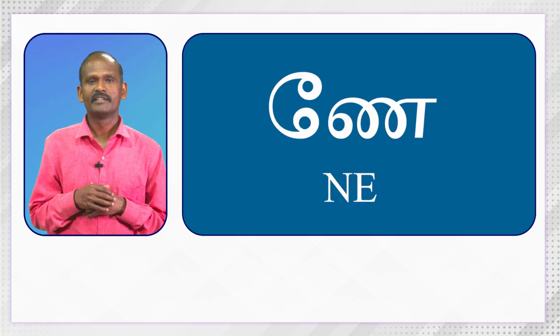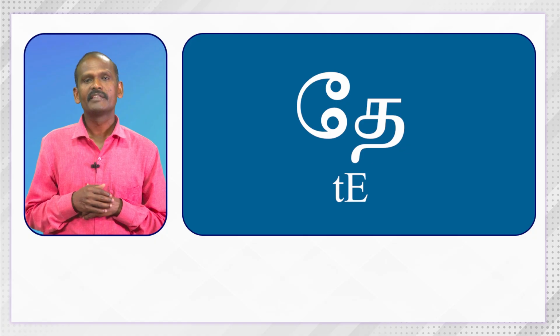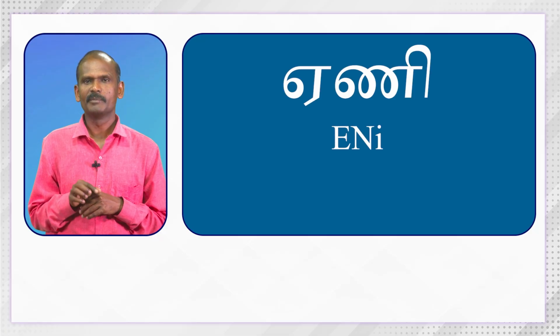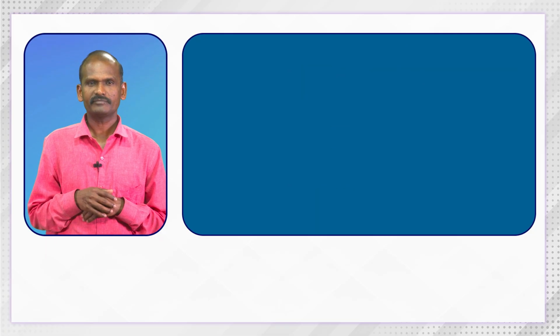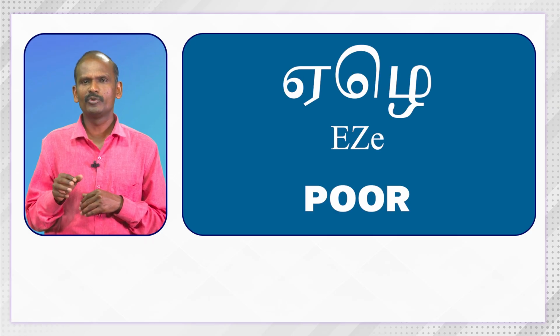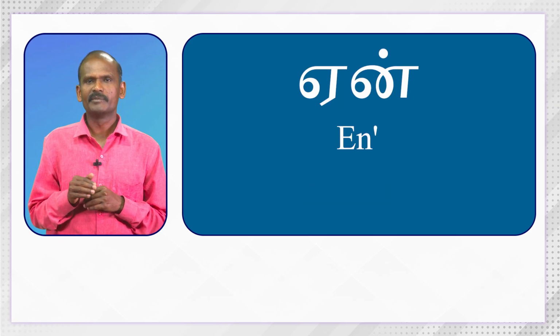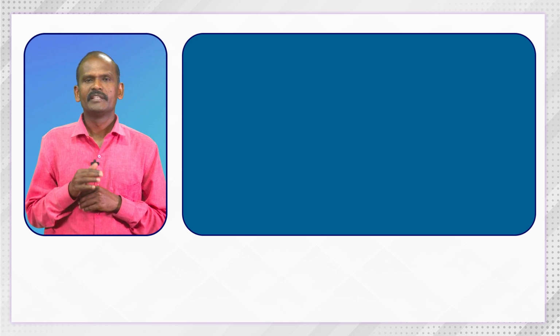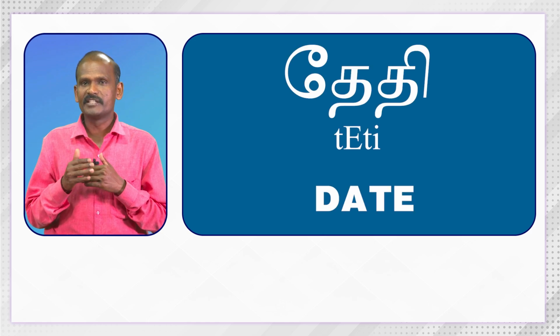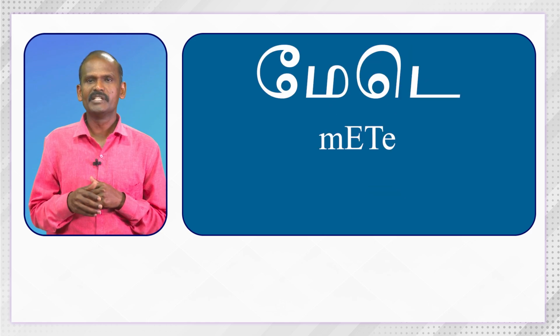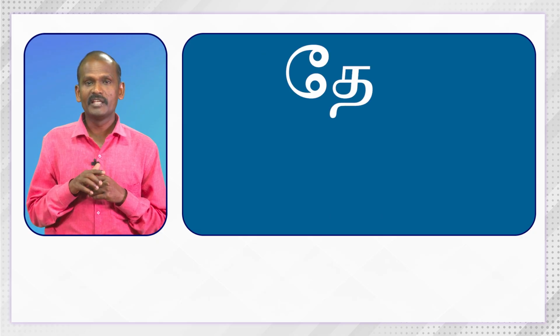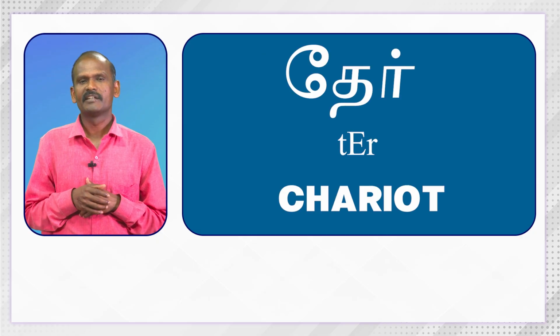Now let us see some examples in which the letter Aa is used. Eni means ladder. Ede means poor. Yen means why. Tedi means date. Mede means stage. Ter means chariot.